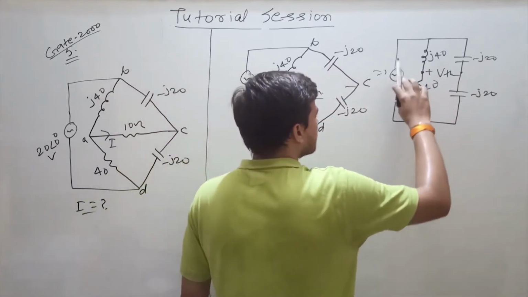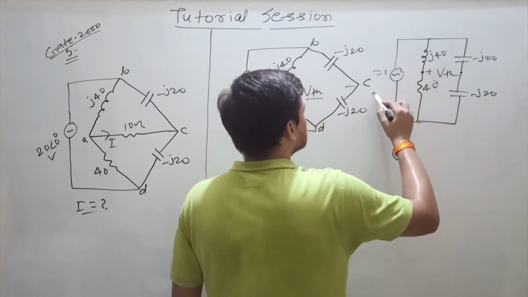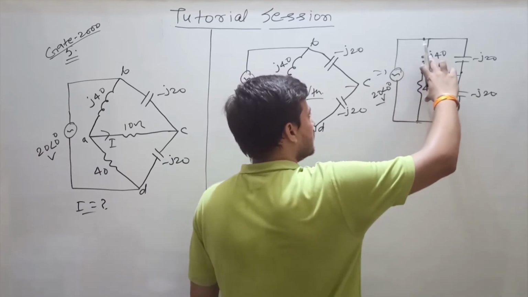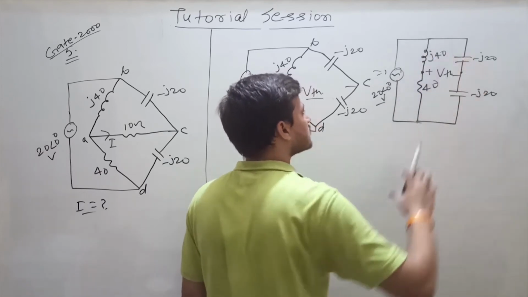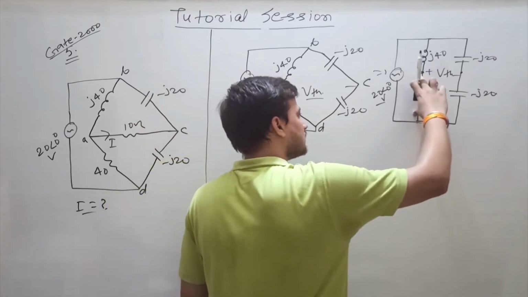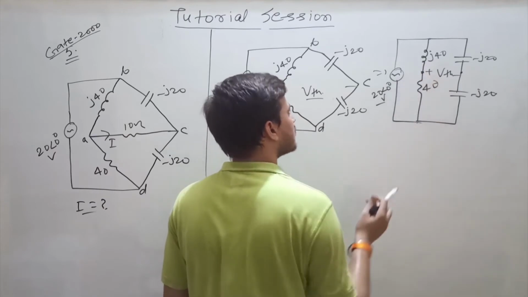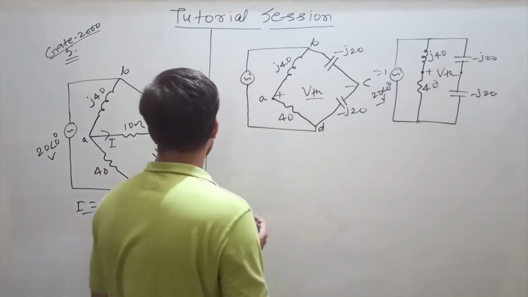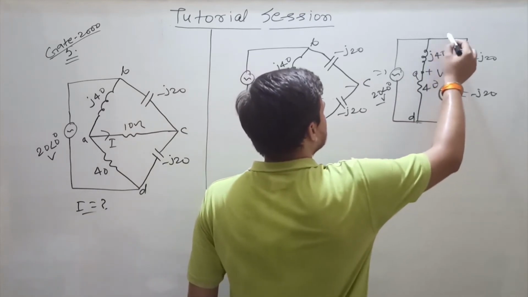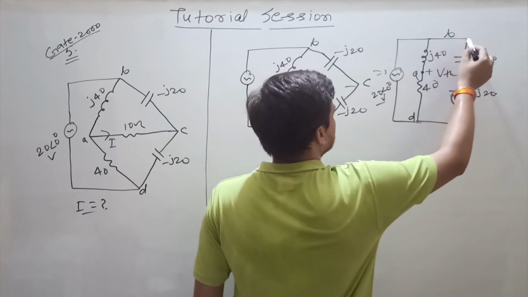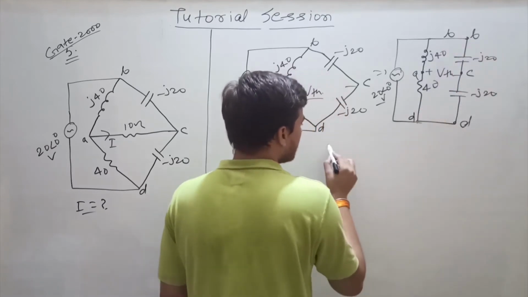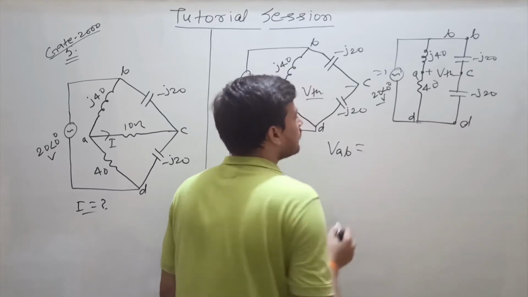See, there is the voltage source of 20 at the angle 0 degree volt, and it is connected across this impedance and across this impedance. Then if you find the voltage across this 40 ohm resistor, its name is VAD. This point is B, this point is C, this point is D. If you find VAD, VAD will be equal to what?